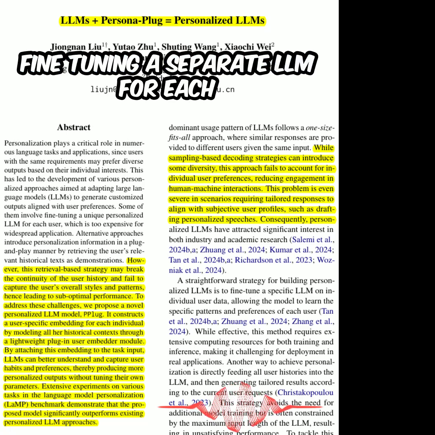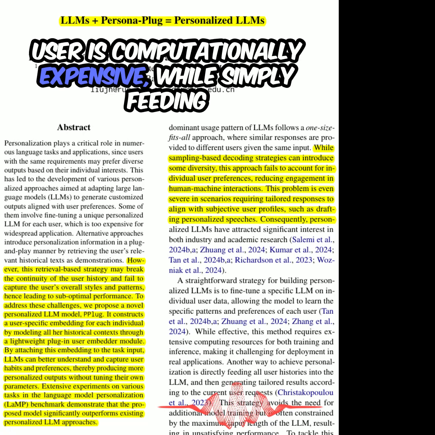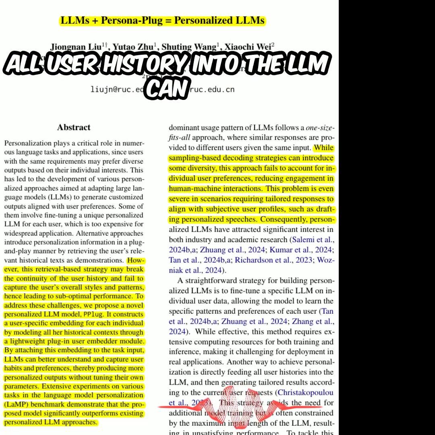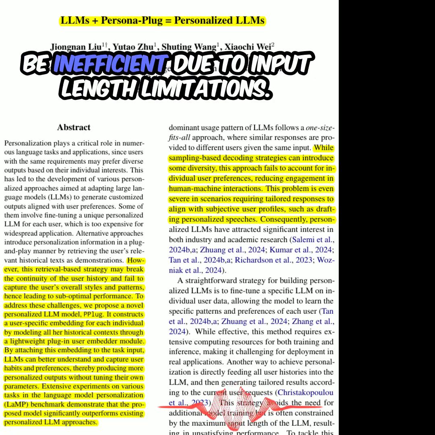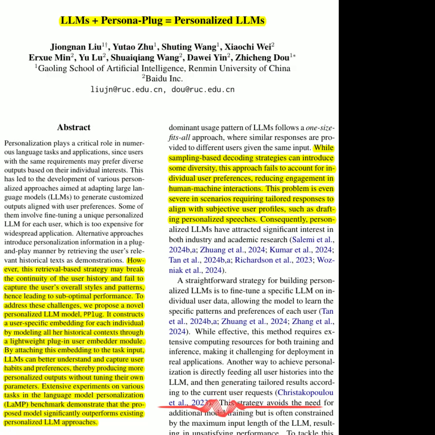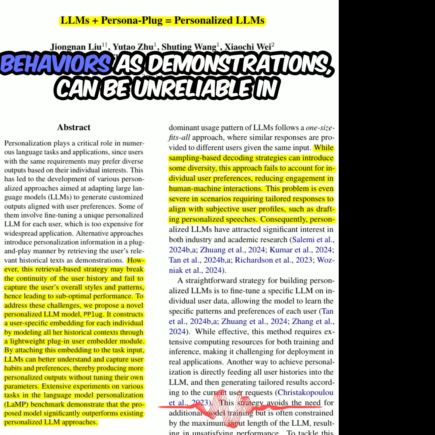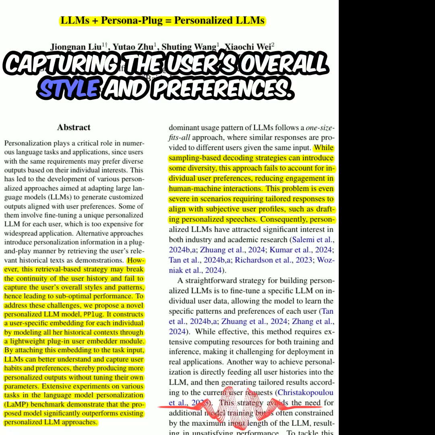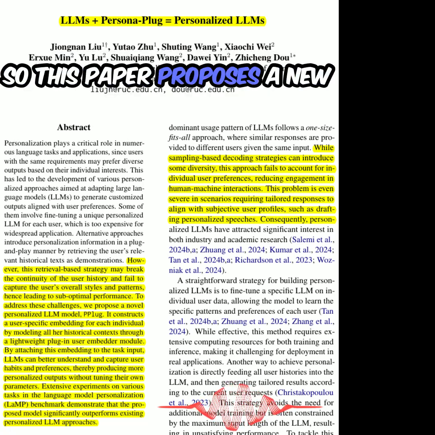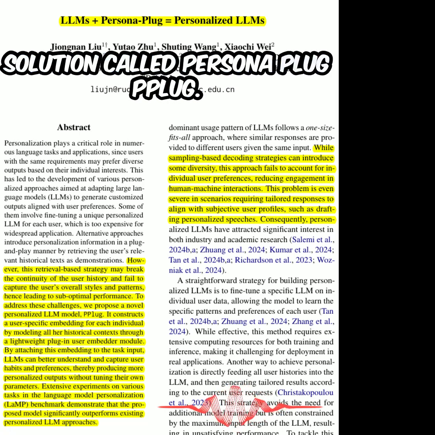Fine-tuning a separate LLM for each user is computationally expensive, while simply feeding all user history into the LLM can be inefficient due to input length limitations. Retrieval-based methods, which select relevant user behaviors as demonstrations, can be unreliable in capturing the user's overall style and preferences. So this paper proposes a new solution called Persona Plug, P-Plug.